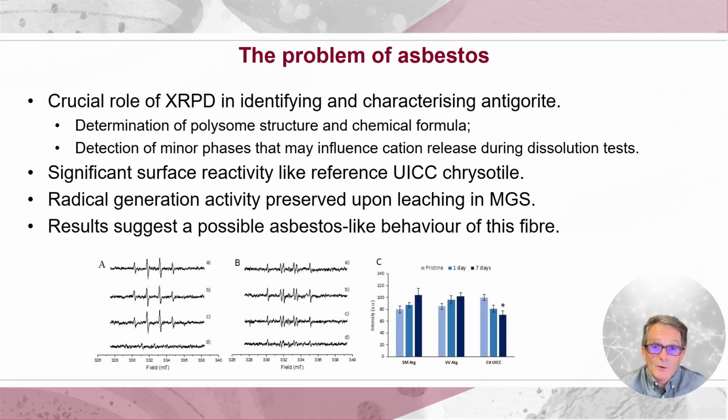XRPD played a crucial role in identifying and characterizing antigorite. It enabled the determination of the average polysomatic structure and chemical formula and confirmed the absence of minor crystalline phases potentially affecting cation release during dissolution experiments.